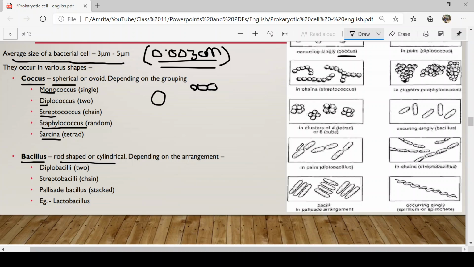If they are paired, if they occur in groups of 2, you use the same prefix, diplobacilli. It's diplococcus for cocci, and here it's diplobacilli. So the same prefix is attached here as well. Similarly, if you see chains of bacilli, we call it streptobacilli. Then, if they are stacked one on top of the other, it is palisade bacilli. An example here is lactobacillus, that is milk. The bacteria found in milk is lactobacillus.